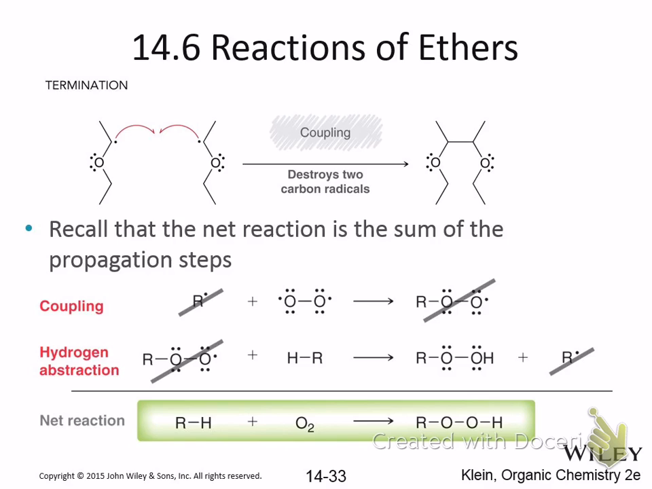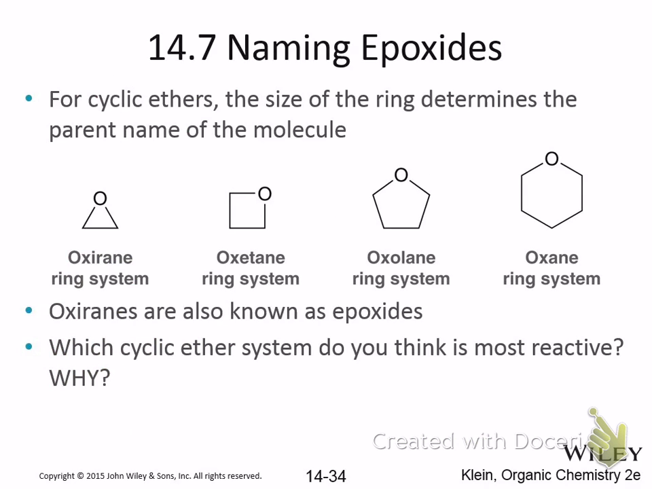Do you even know that mechanism? You should be able to do it. If I showed you the product and said it's a radical reaction, you should be able to do it. The termination steps are coupling steps like these, but the overall reaction looks like this: ether plus oxygen produces a peroxide. And now we're going to name epoxides, but I think I'll stop because I don't want to start this right now.